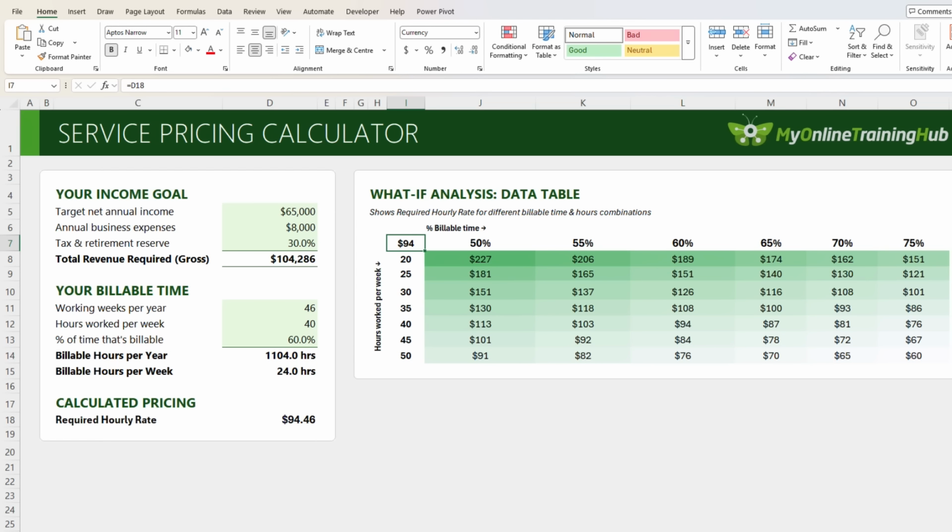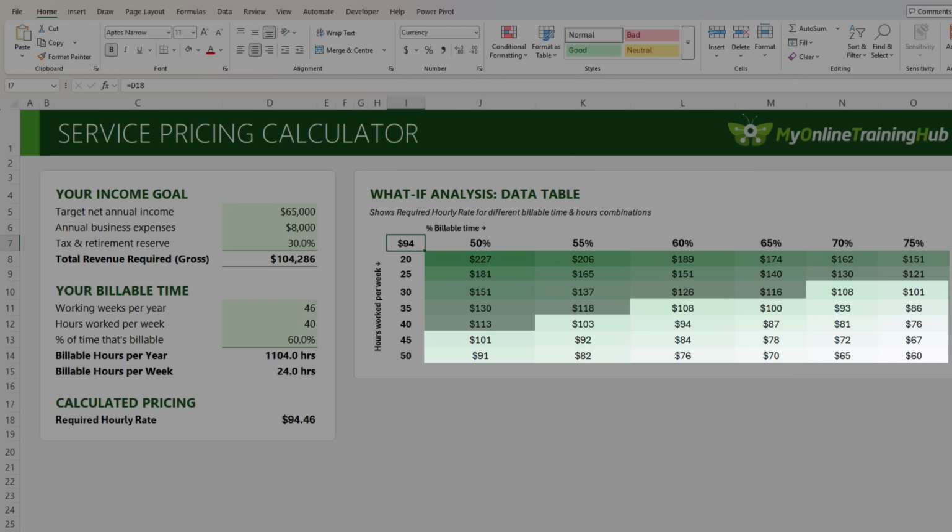The table shows how sensitive the hourly rate is to two assumptions that are often underestimated: how many hours you can realistically work each week, and how much of that time you can actually bill to clients. And this is useful because it gives us a big picture view of the trade-offs. For example, if I only want to work 30 hours a week, I can quickly see how much I need to charge at different billable percentages. Or if I know the market won't support a rate above a certain amount, say $108, I can see which combinations of hours and billable time make the income goal realistic.